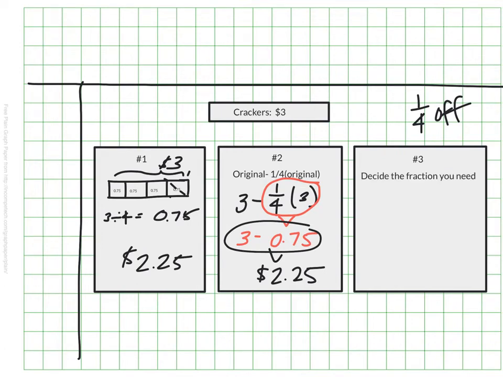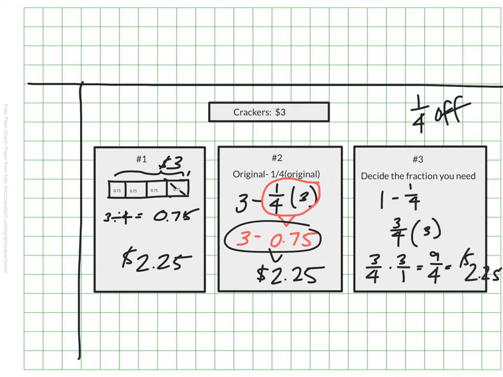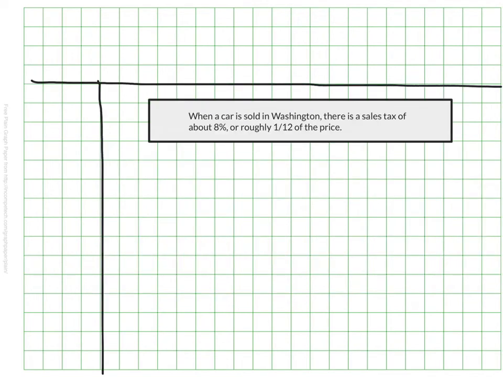And the last strategy, of course, I could say, well, I know the whole thing would be 100%, but I need to subtract what 1/4 would be. So I know that I'm looking for 3/4 of my original $3, and I could go ahead and calculate that out. And when I do that, I get, again, $2.25. So all 3 answers are identical, just 3 different approaches. And we can use these same 3 strategies for larger problems as well.